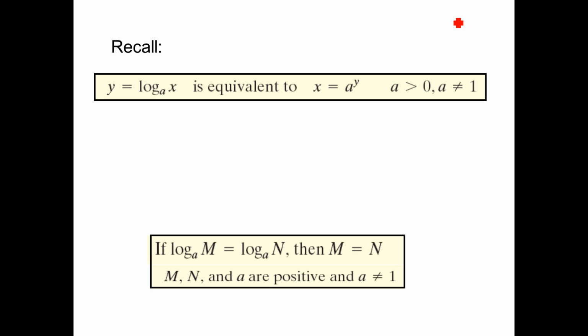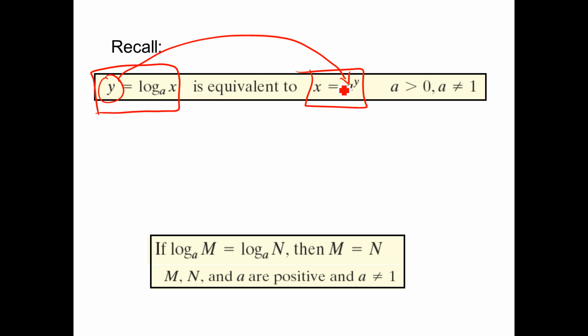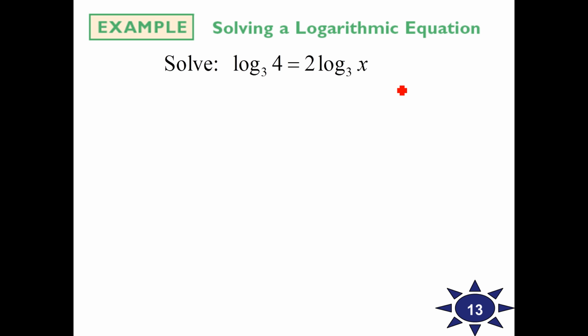So just a reminder here that if you have a problem where you have a log, you can always rewrite it so it's exponential. Remember that y here becomes the power. And then again, if you can get the same base on either side, you can cross them off so that m equals n. One other small thing, remember that your base has to be positive on all of these for these to work.